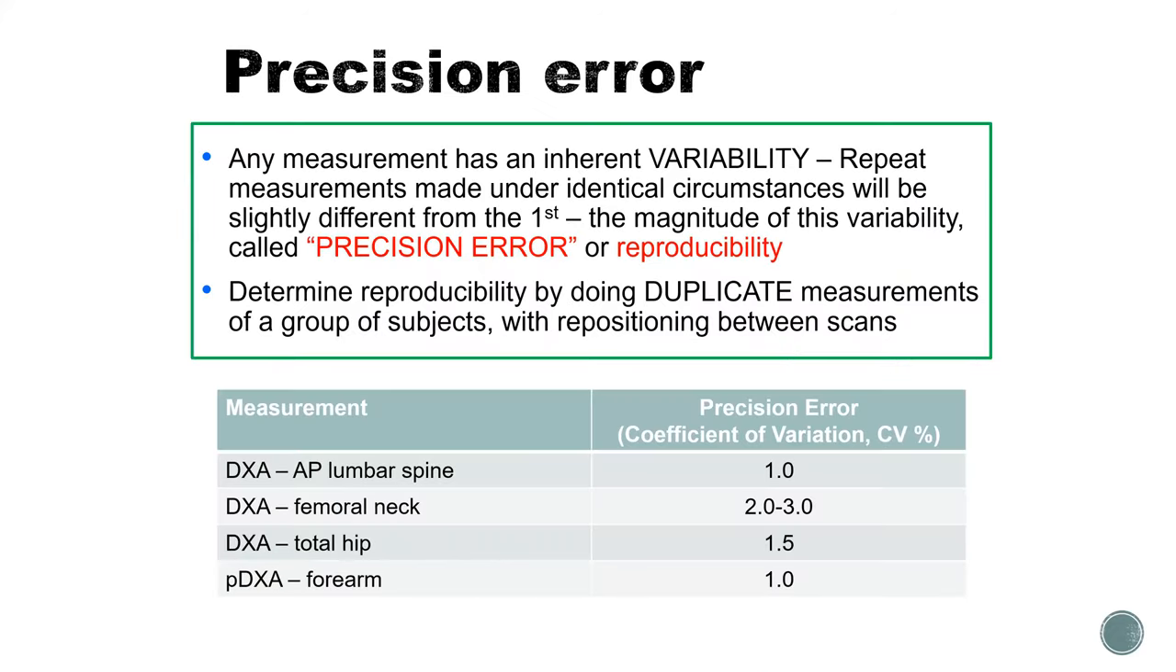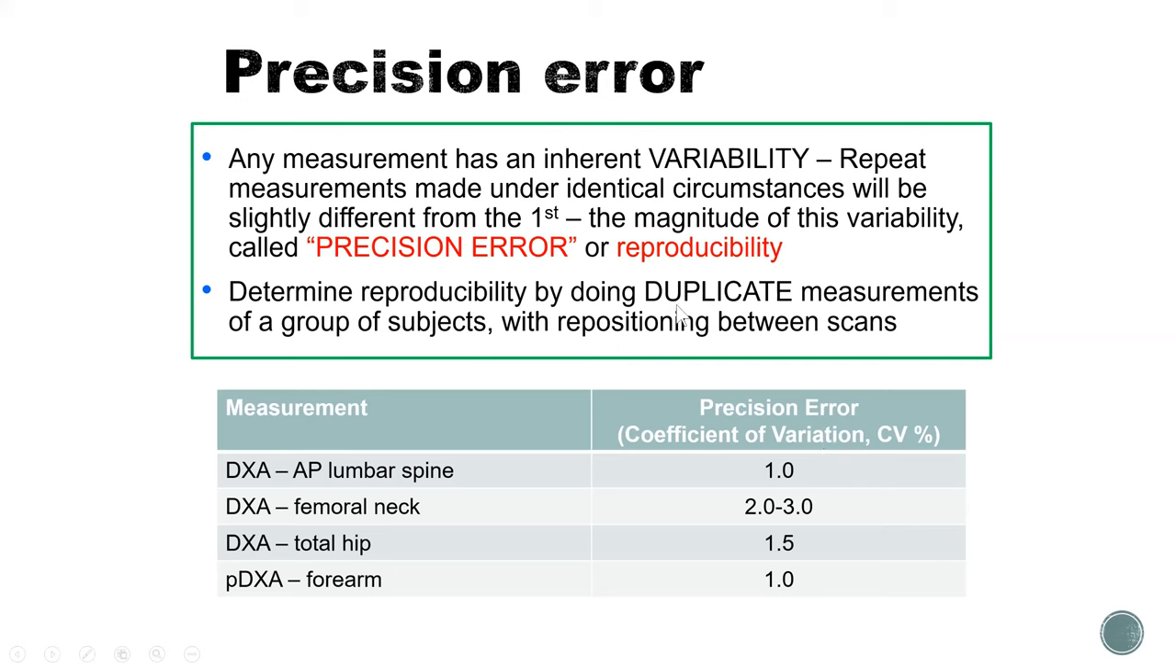Okay, now the reason why it's important to get the positioning right is because you have things like position error and the least significant change. Any measurement has a variability. You do blood tests, it's variable. So when you measure bone density and you get your technologist or your radiographer to measure, they have to be able to be accurate and measure it precisely. So the reproducibility should be within a certain limit, and they should practice ideally until they get it to within these kind of precision errors.